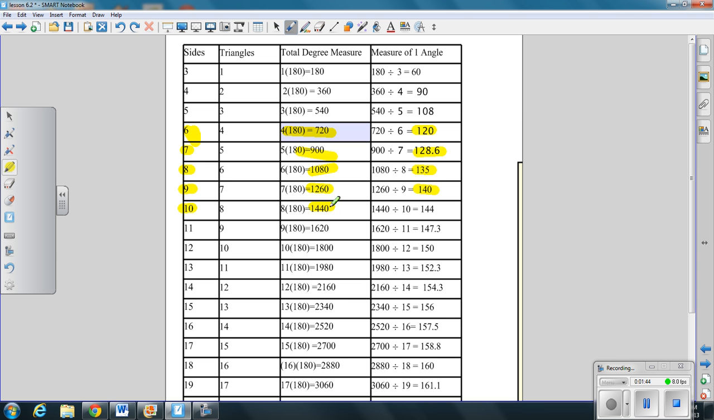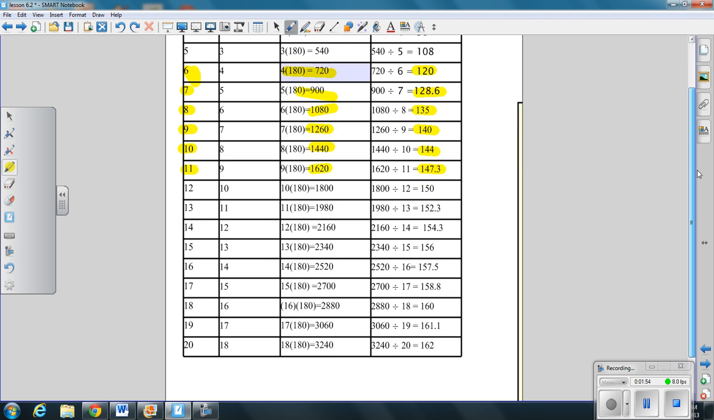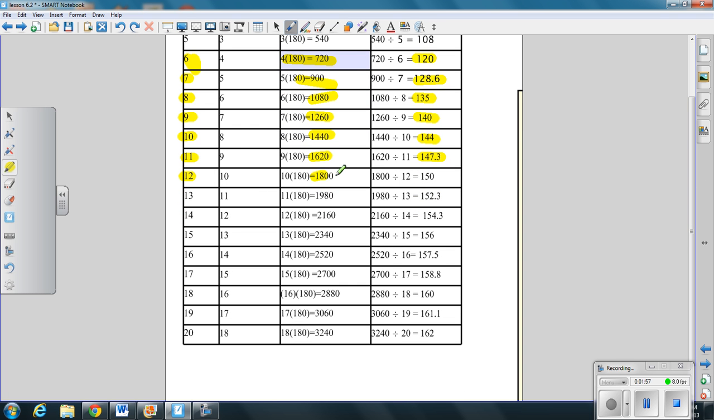10 sides is 1440. Each angle is 144. 11-sided is 1620. Each angle measures 147.3. A 12-sided figure measures 1800. Each angle is 150. A 13-sided figure measures 1980. Each angle measures 152.3. A 14-sided figure, total degree measures 2160. Each angle measures 154.3. A 15-sided figure is 2340. Each angle measures 156.